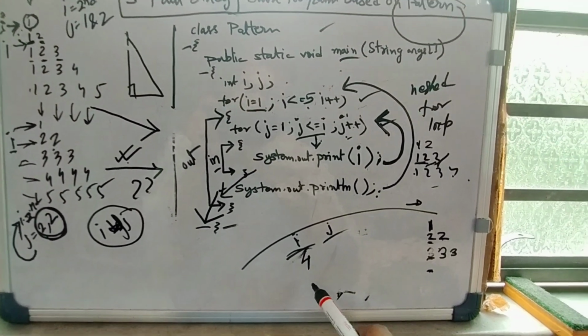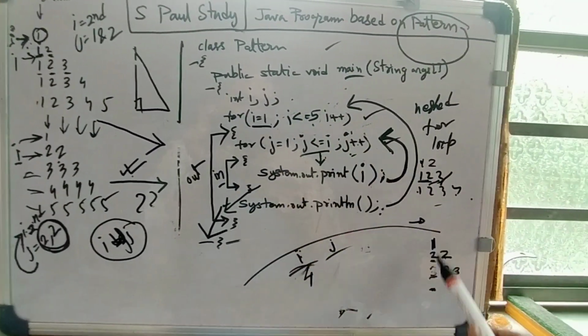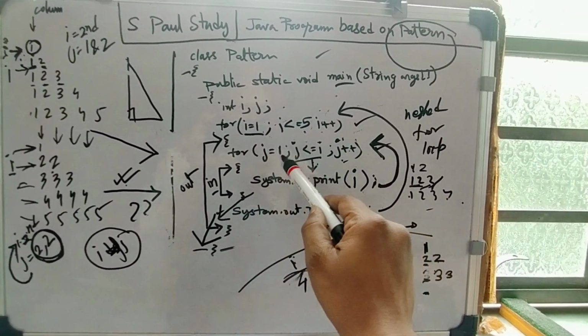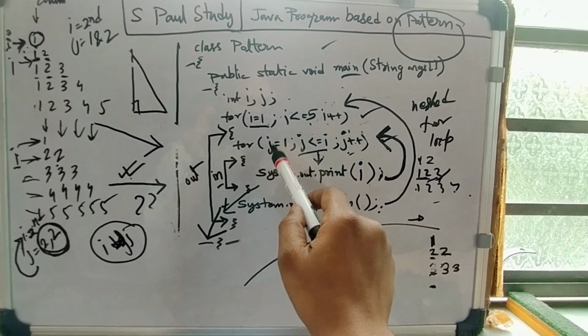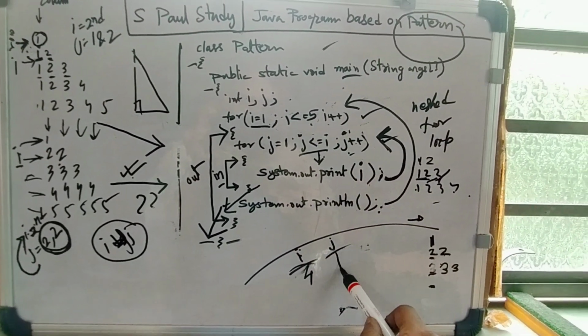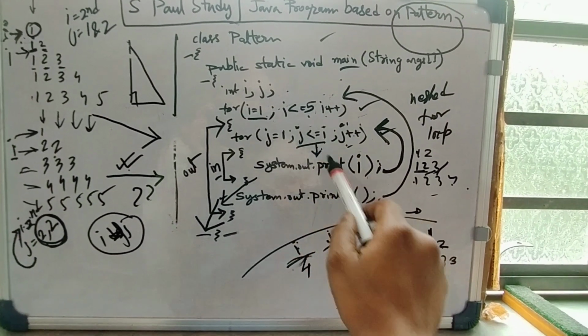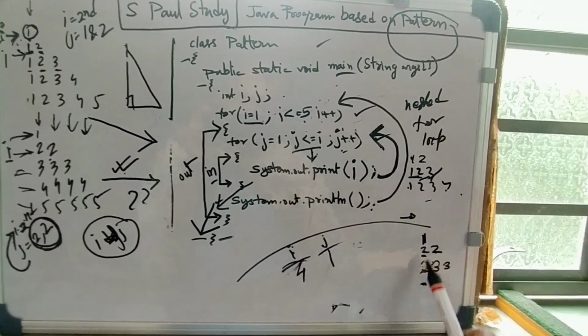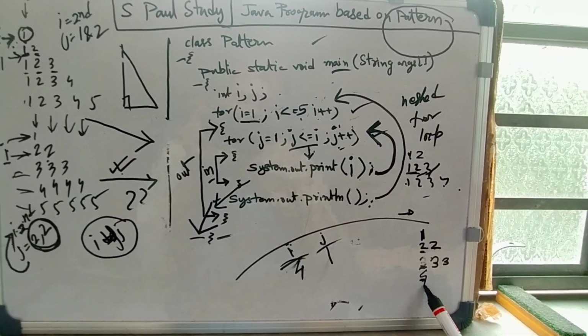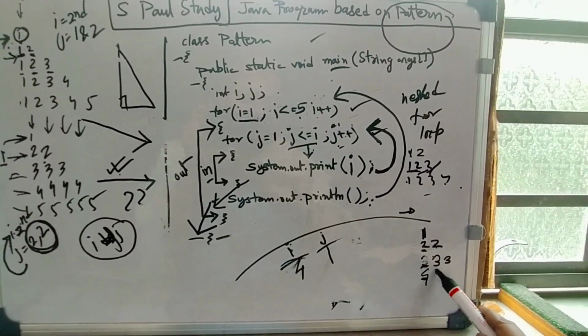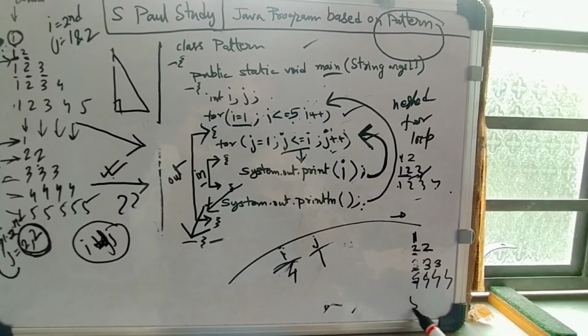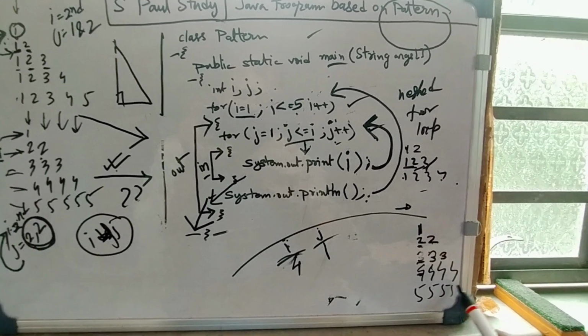Once the value of i is 4, 4 checks with 5, again comes down, then j starts from 1. 1 checks with 4, comes down, prints the value of i, that is 4. 4 4 4 4, and then again 5 5 5 5 5.